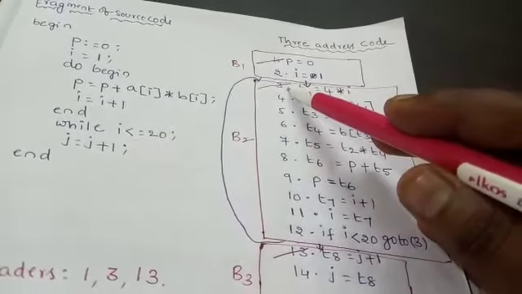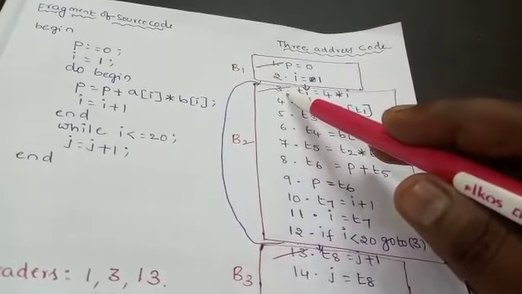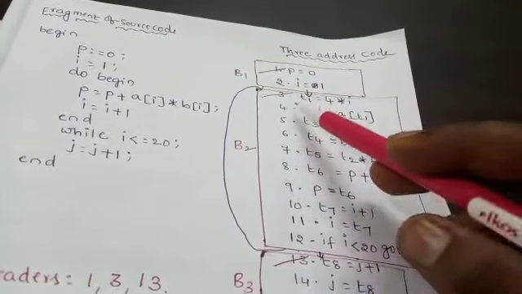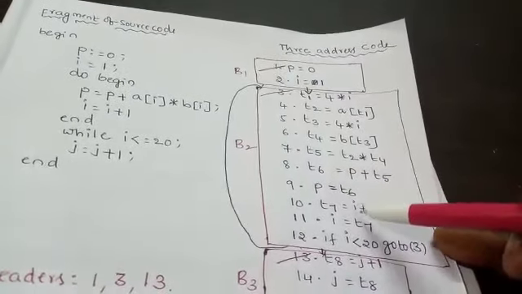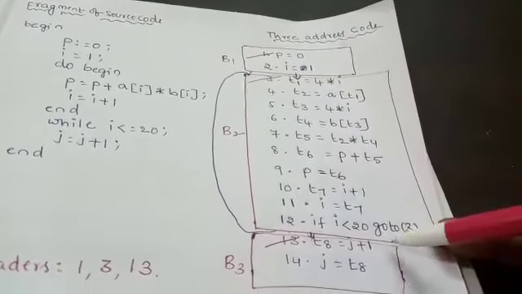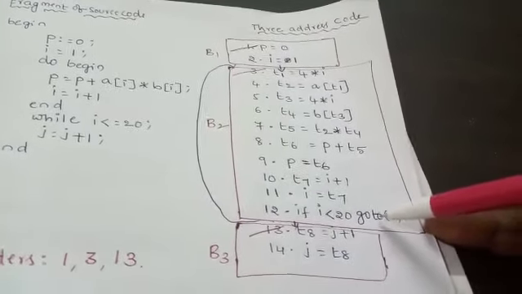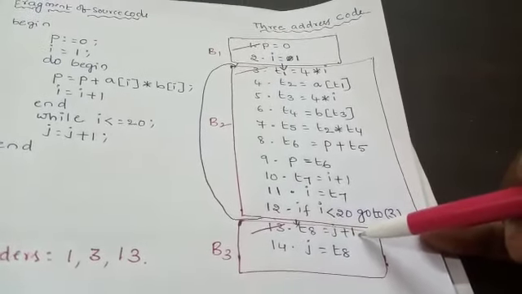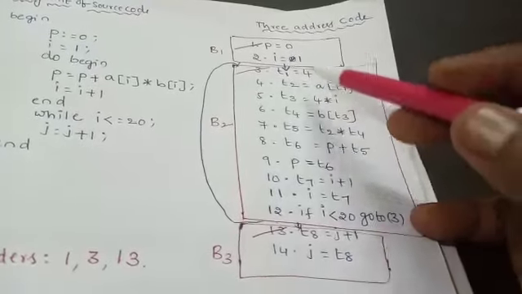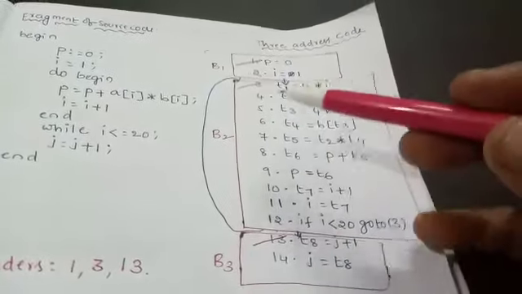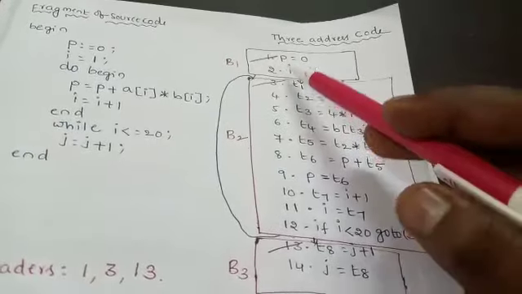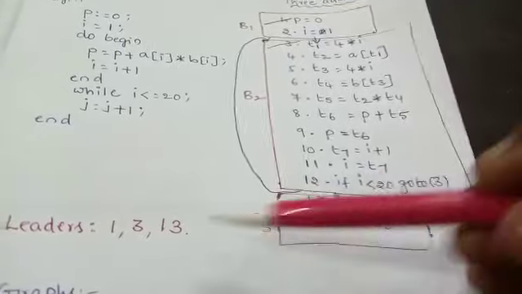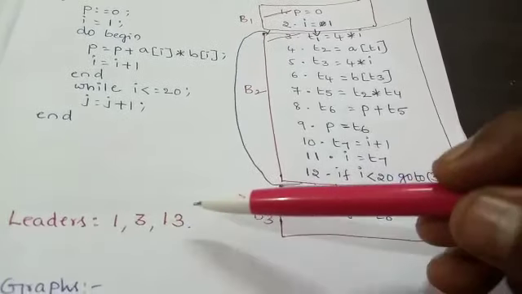So the third statement is also a leader. So leaders are the first statement, then the third statement is a leader. Next, as per the third rule, the statement that immediately follows a conditional goto is a leader. So here it is the conditional goto. The statement that follows the conditional goto is 13, that is T8 equal to j plus 1. This is also a leader. So among this sequence of three address codes, the leaders are the first one, the third one, and the 13th one. So leaders are 1, 3, 13.